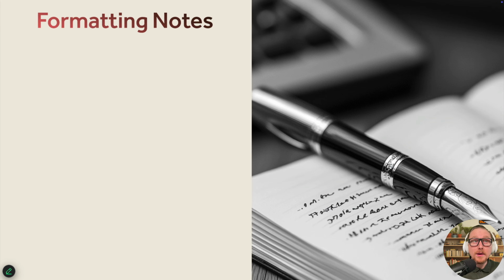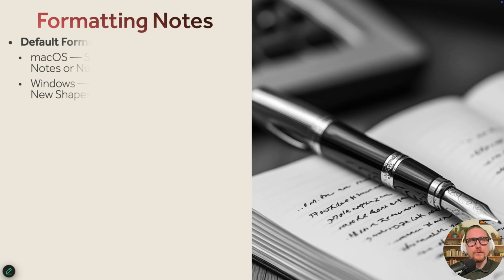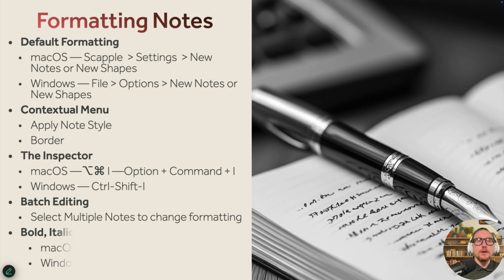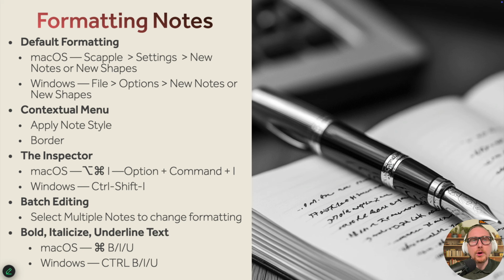Okay, so to customize the appearance of our notes and connections, Scapple offers various formatting options. You can set a default note style for new notes and shapes by going to the settings on the Mac or the options menu on a PC. That's file options for PC users and Scapple settings for Mac users, or you can apply specific styles to individual notes using the contextual menu.